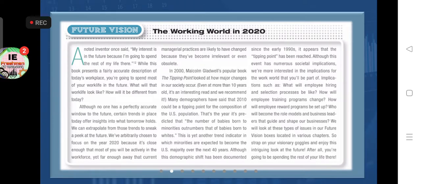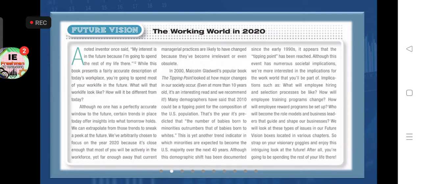We've arbitrarily chosen to focus on the year 2020 because it's close enough that most of you will be actively in the workforce, yet far enough away that current managerial practices are likely to have changed because they've become irrelevant or even obsolete. In the year 2000, Malcolm Gladwell's popular book, The Tipping Point, looked at how major changes in our society occur. Even at more than 10 years old, it's an interesting read and we recommend it.